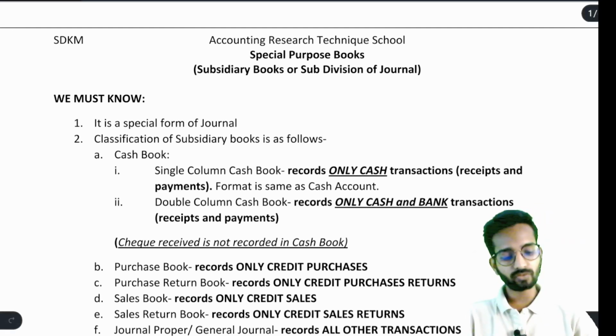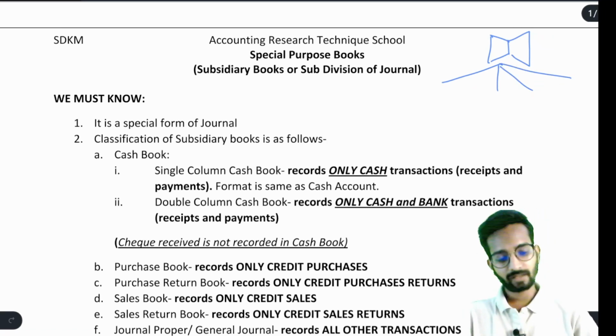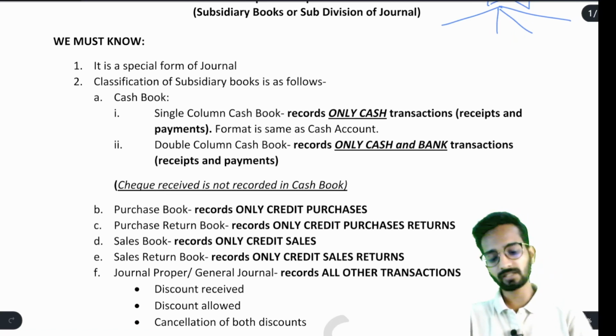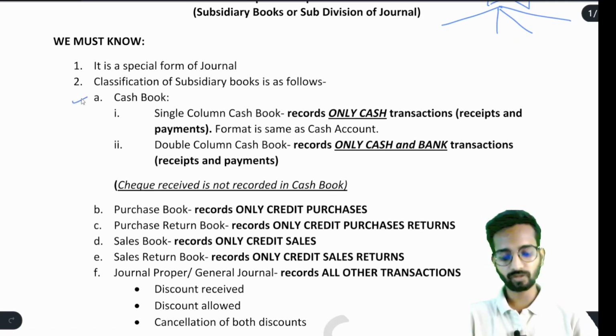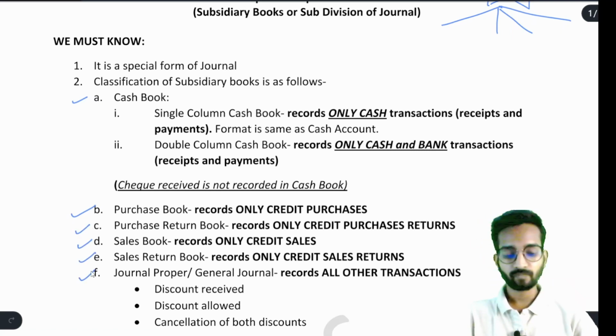So, what did we do? We already know that journal is a book. Now, what we did is we divided the journal into different parts. How? We classified that book into different parts, such as a book called cash book, then purchase book, purchase return, sales return, and journal proper. How is the classification made, understand?